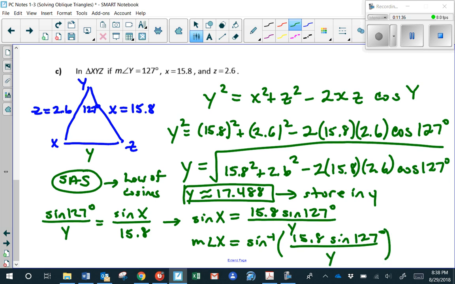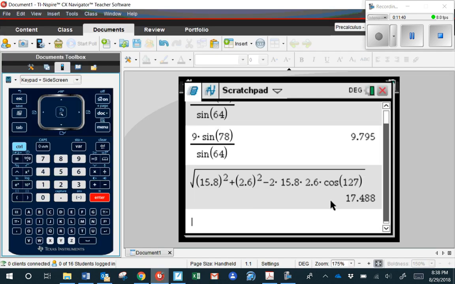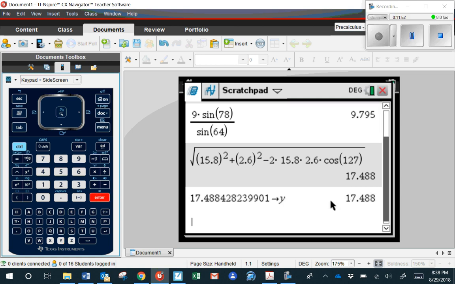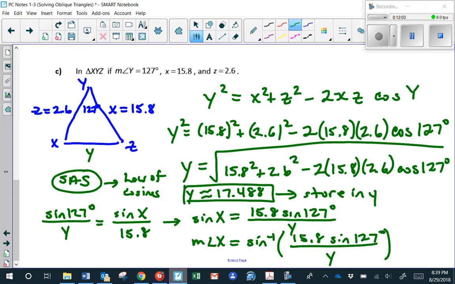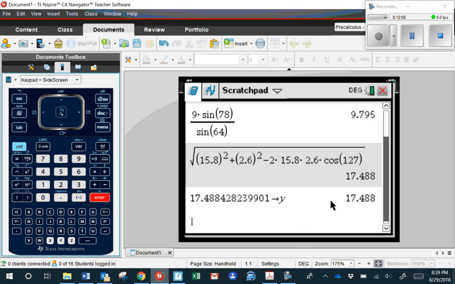What I'm going to do is to use my stored value and type that whole thing into the calculator. So I need to store that value that I just had by pushing Control and Variable, and I'm going to tell it to store it in the letter Y for easy reference. Enter. Now you notice that the calculator is actually storing much more than just the first 3 digits after the decimal point. The next thing that I'm going to do is type what we had, which was sine inverse of 15.8 sine 127 over y.